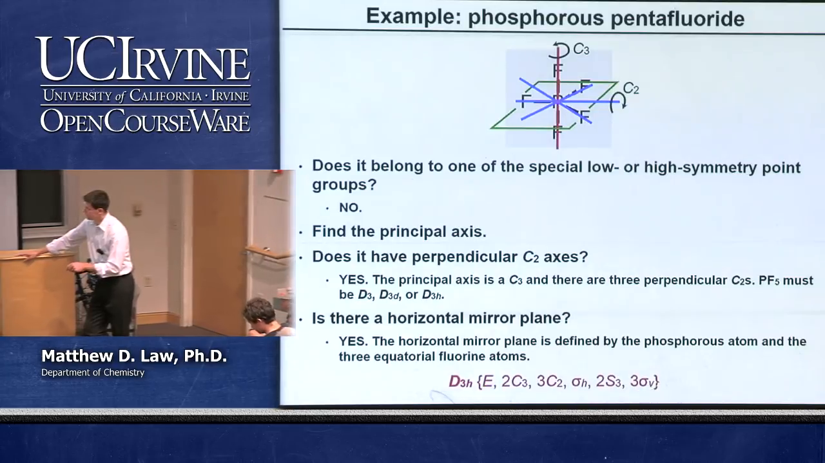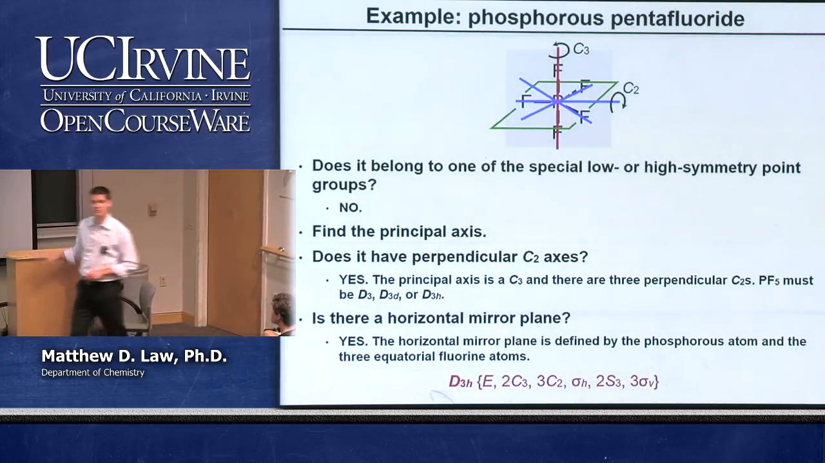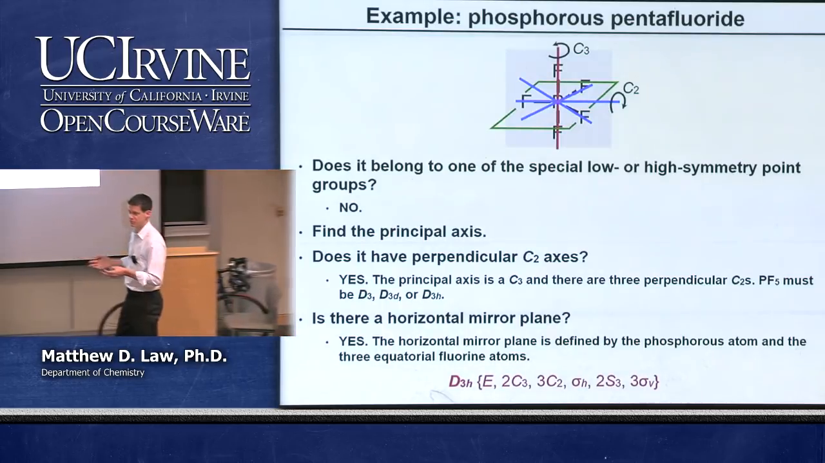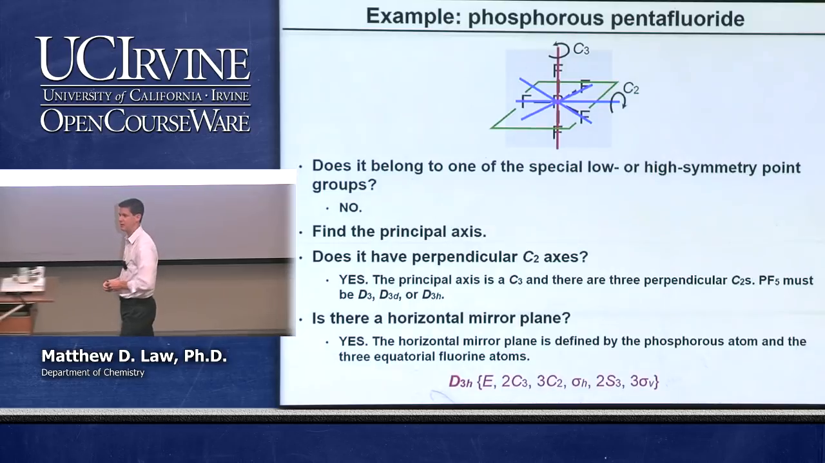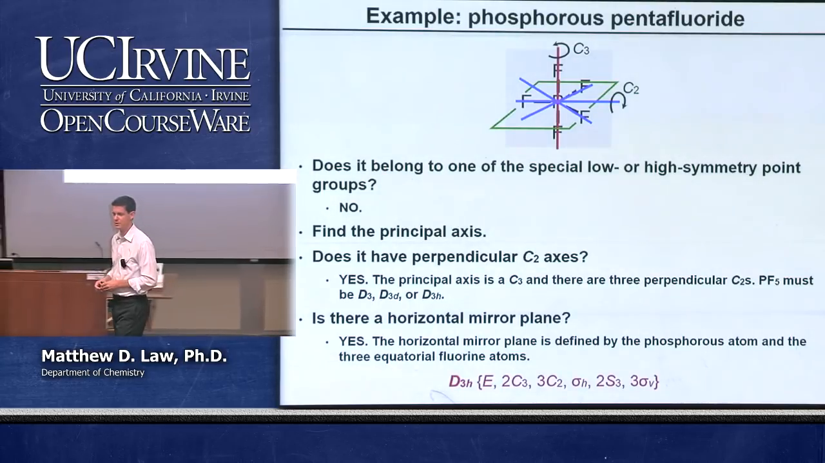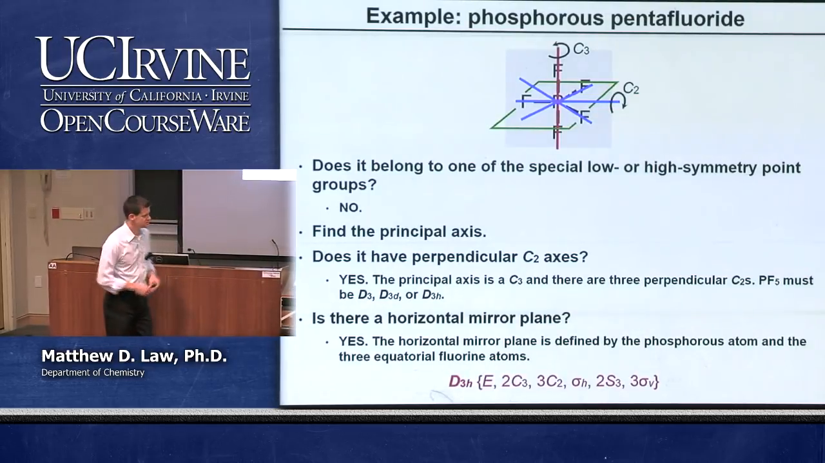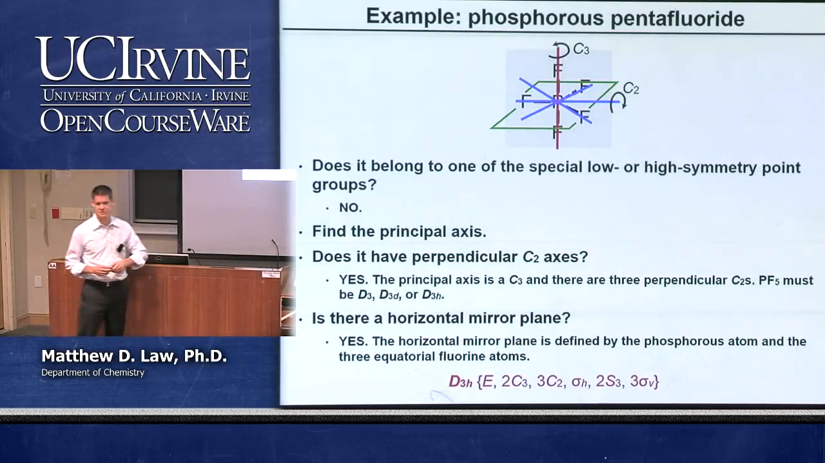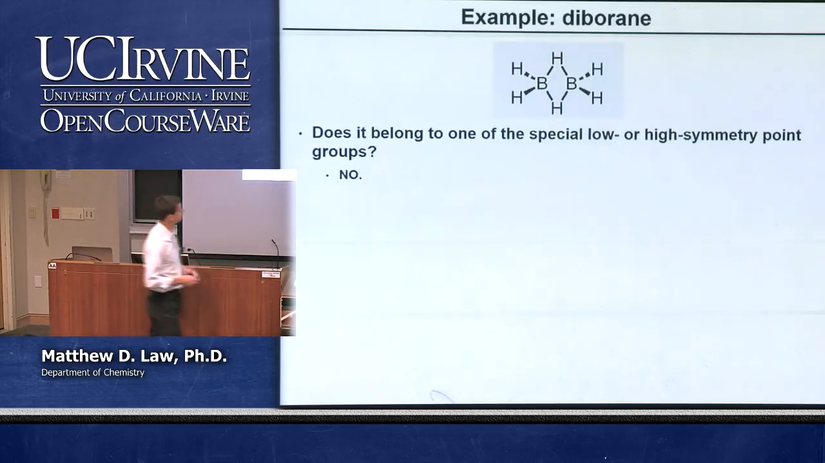D3h, you could build up all of the different symmetry operations. What we'll show later is that there's a table at the back of your book that has all of these conveniently specified for you in the character tables. I think it's Appendix A or C or something. So there's a list of all of the different character tables that one would encounter, and D3h is one of them. Okay, so phosphorus pentafluoride is D3h. It's in the D3h point group.